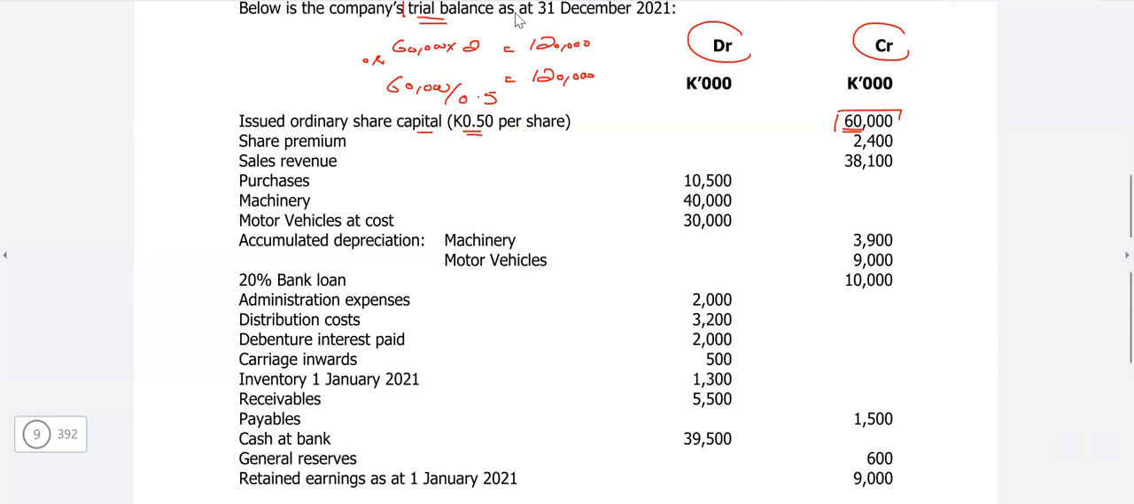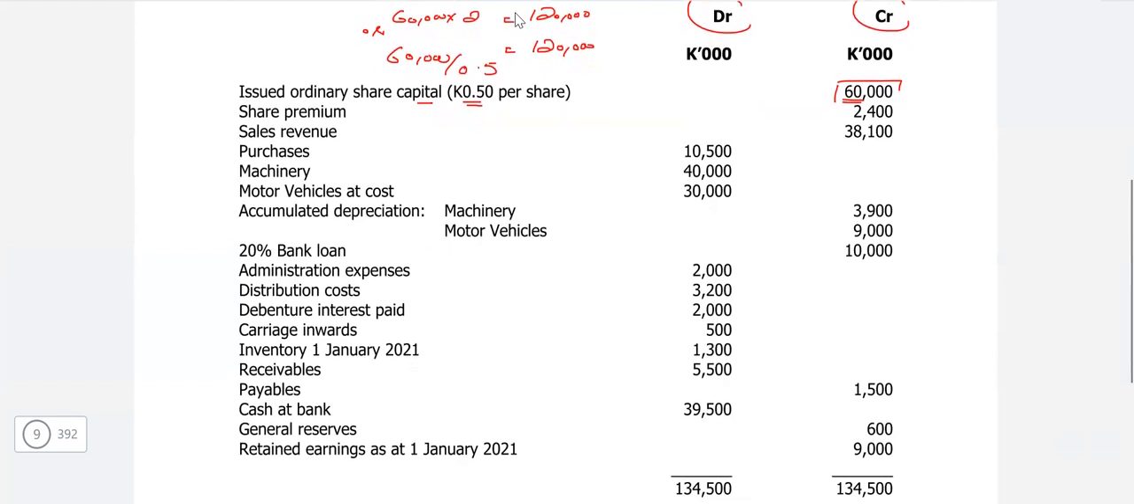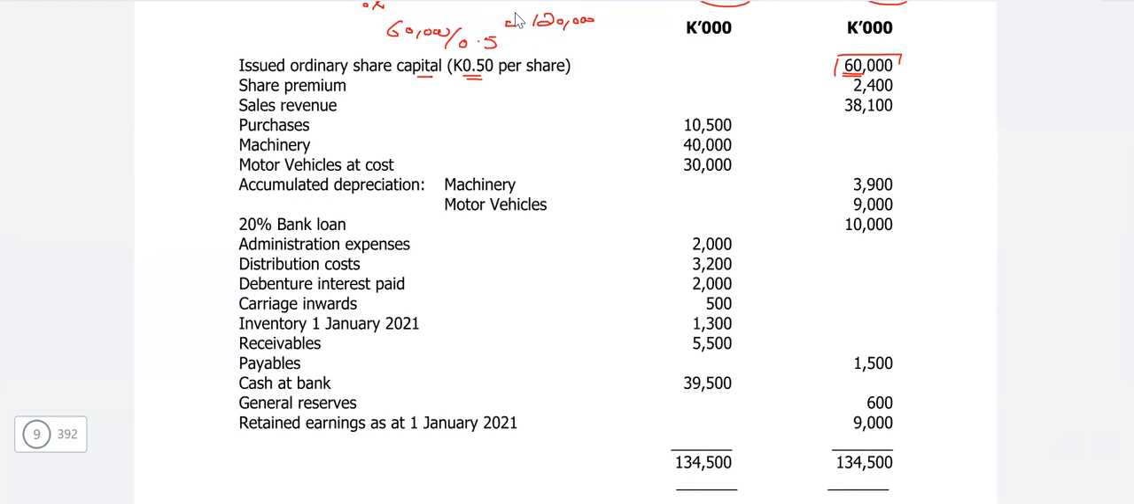Obviously, we know that in order to take these figures into the statement of financial position, we take cost minus accumulated depreciation, and then obviously the charge for the year as well. Then we have the 20% bank loan of 10,000, a liability within non-current liabilities, and administrative expenses of 2,000. Usually we do the depreciation adjustment in that. Then distribution costs of 3,200, debenture interest paid of 2,000, and the carriage inwards, which is going to be added into the purchases figure. We know from the inventory lecture that carriage inwards are added within the purchases figure.